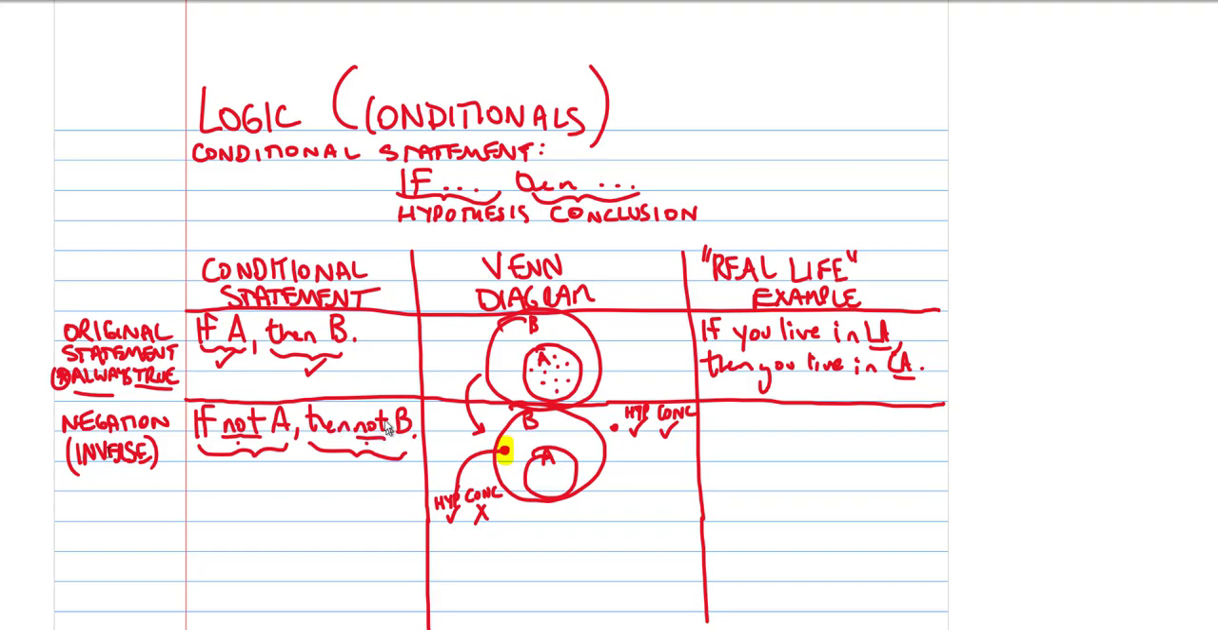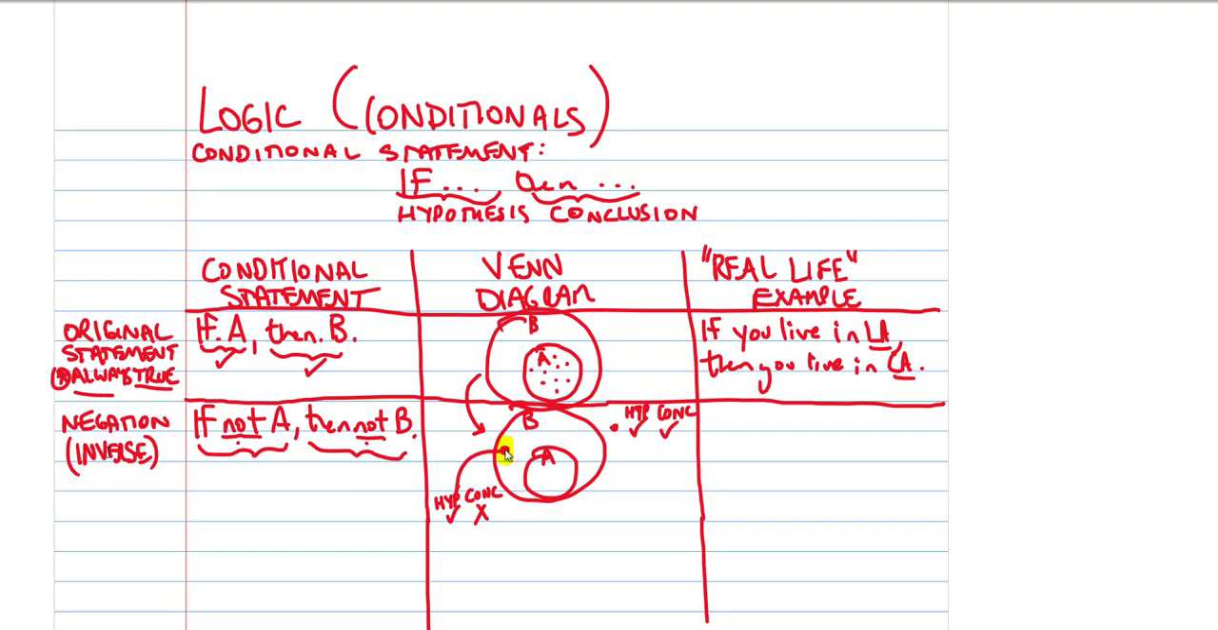So what does that mean? That means that when we simply insert nots before the A and before the B to create the negation, we don't get a statement that is necessarily true. In other words, we don't get a statement that is always true, which means we don't get a statement that is logically equivalent to the original statement.